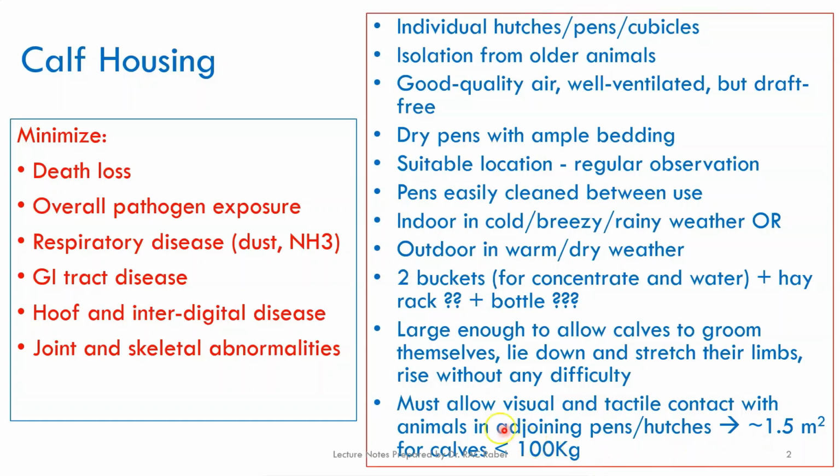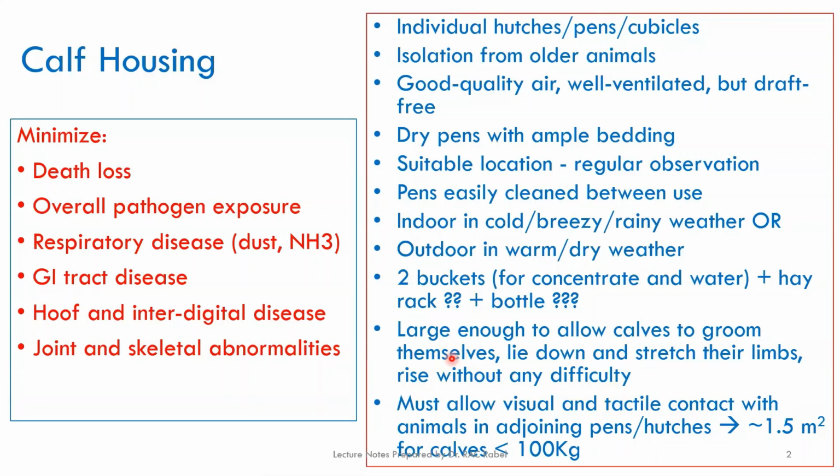Right. So another important thing, although you are separating this for a large enterprise, you have to make sure that there is visual and tactile contact with animals in adjoining pens. They should not be in concrete cubicles where they cannot see a single other calf. Because at some point in time they are going to come out of these calf pens, let's say at 2 months, and they see other calves, and they'll get the shock of their life. I've never seen a calf before.